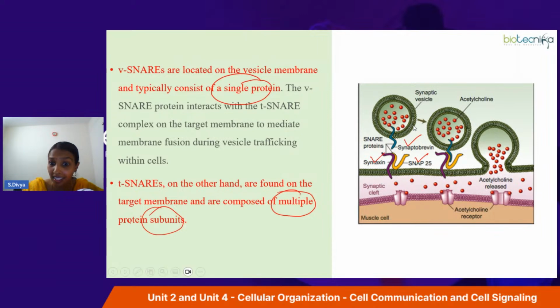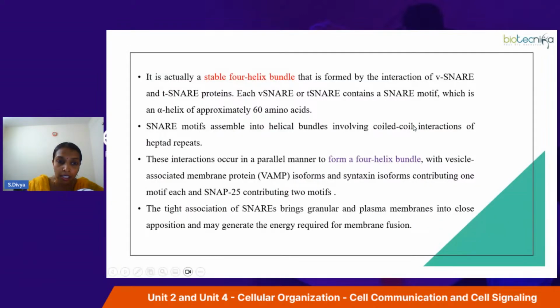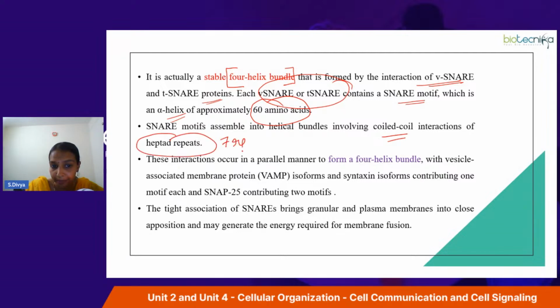Now, why is statement C incorrect? Because it does not form a double helical bundle. Rather, it forms a 4 helical bundle. How? You know that we are having interaction of V SNARE to T SNARE proteins. So each of these proteins will be having a SNARE motif that is made up of an alpha helix, approximately 60 amino acids. So they will interact with each other, coiled-coil interaction, and they will form heptad repeats. That means a repeat of 7.